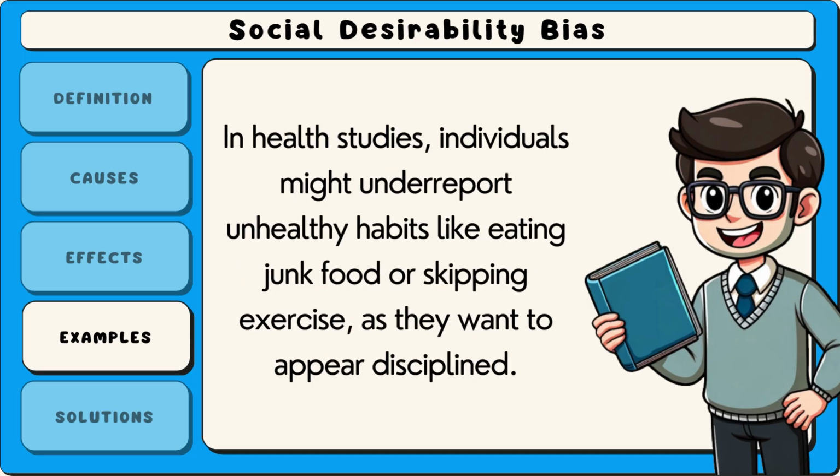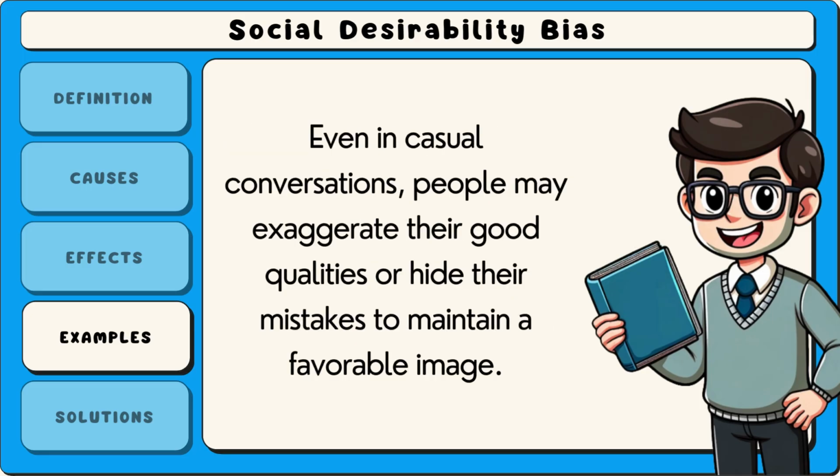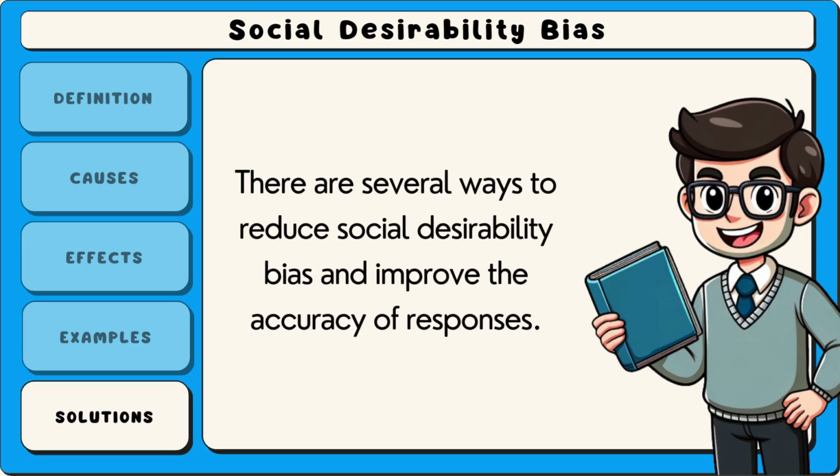In health studies, individuals might underreport unhealthy habits like eating junk food or skipping exercise, as they want to appear disciplined. Even in casual conversations, people may exaggerate their good qualities or hide their mistakes to maintain a favourable image. There are several ways to reduce social desirability bias and improve the accuracy of responses.